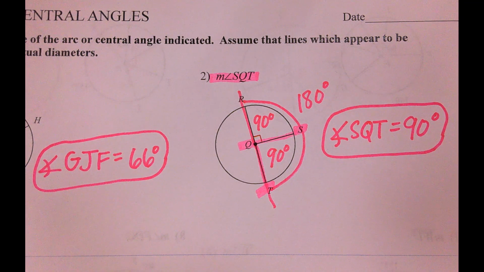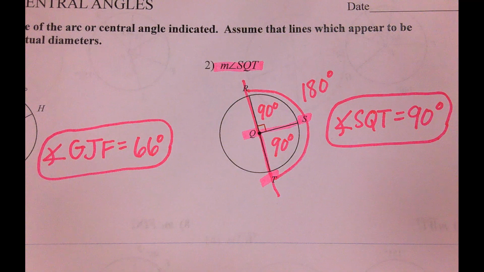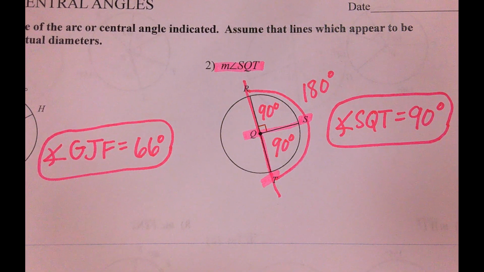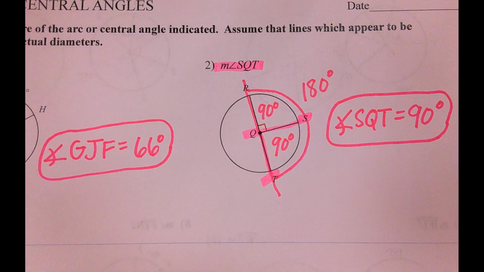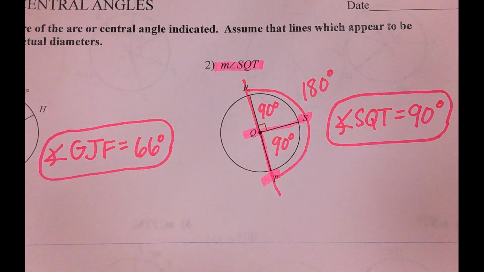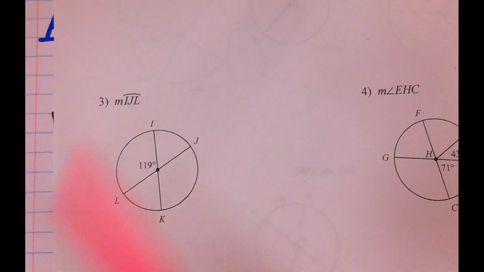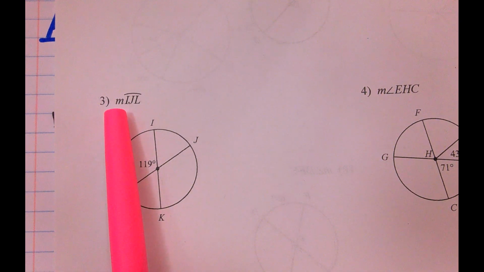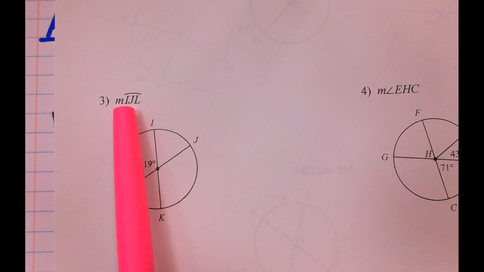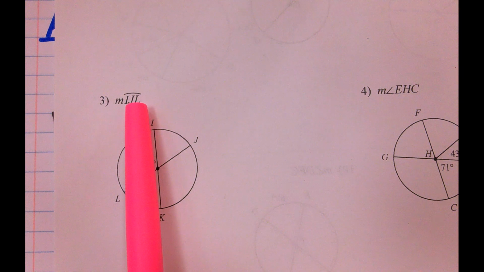Okay, so how about now? Number 3 looks like it's going to be just like those last two. Pretty simple stuff. Or will it be? Let me check. No, it will be a little bit different. Okay, let's look at that, number 3. So moving down, let's look at number 3. Now it says we want to find the arc IJL. So we want to pay attention to the symbols.